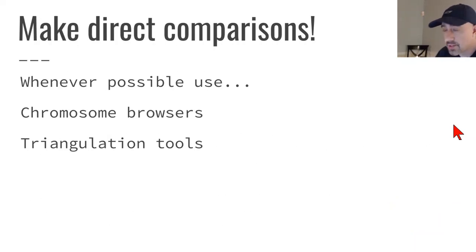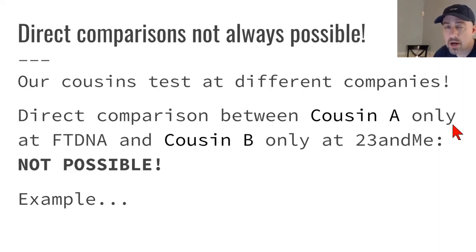So I would emphasize that you do want to make direct comparisons when you can make direct comparisons. You want to make direct comparisons with chromosome browsers and triangulation tools when you have access and when there are no barriers that prevent that. But that's not always going to be possible. So for example, a direct comparison between cousin A, who's only tested at Family Tree DNA and doesn't have results anywhere else, and cousin B, who's only on 23andMe, is not possible. You have a barrier that prevents the direct comparison that you would prefer to make.